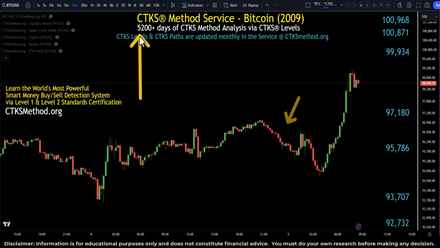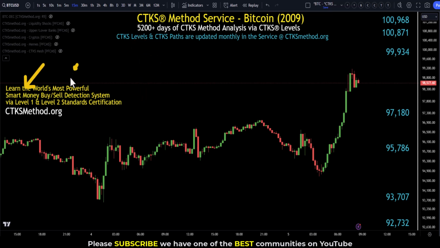The professional make sure that they mark up all of price history in accordance with a standards-based process, Level 1 and Level 2 standard certification. This creates the most statistically significant support and resistance levels available. Now, why is that important?